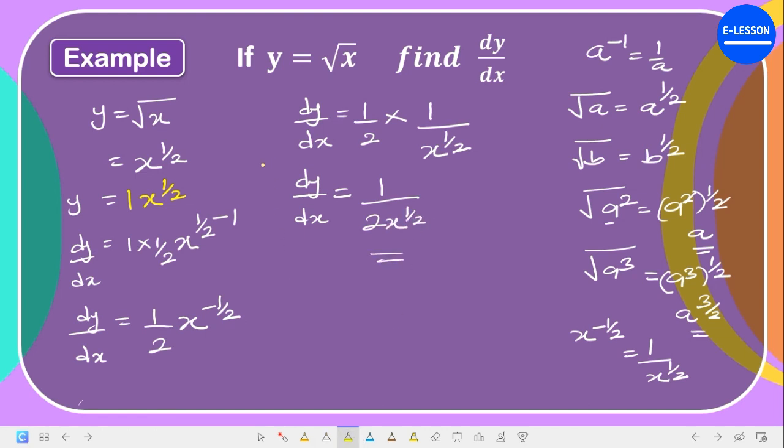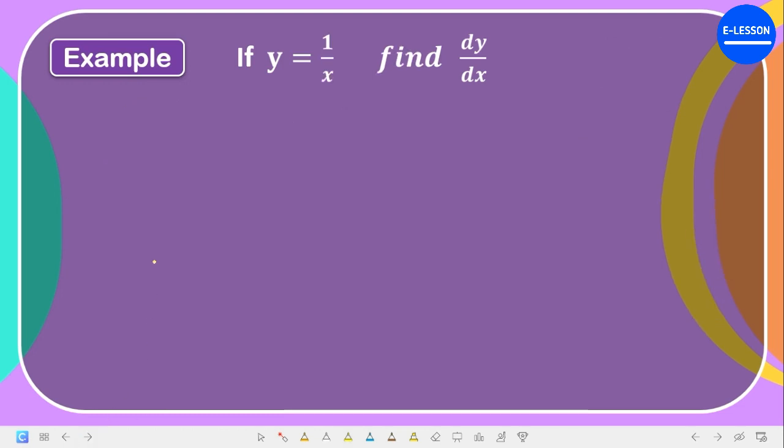And that is the solution to this question. Let's proceed with other examples. Let's say you are given y is equal to 1 over x.